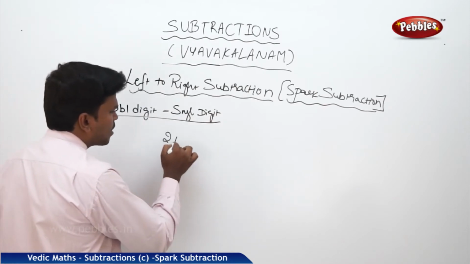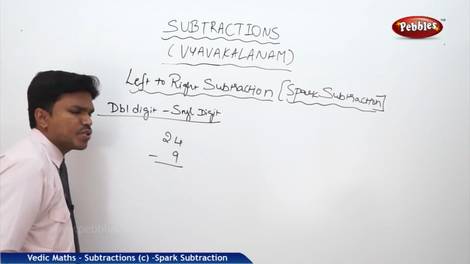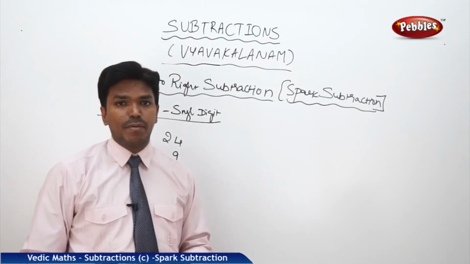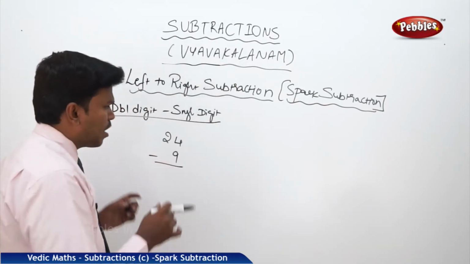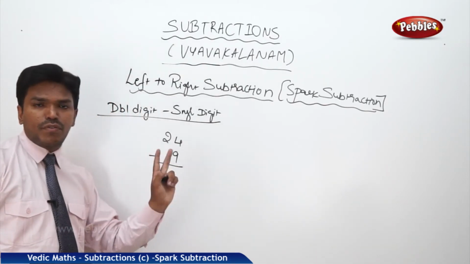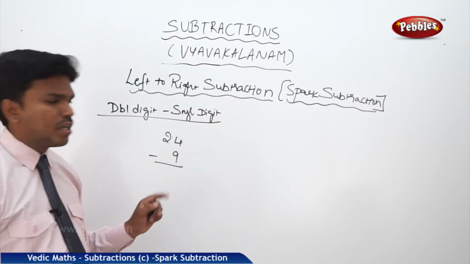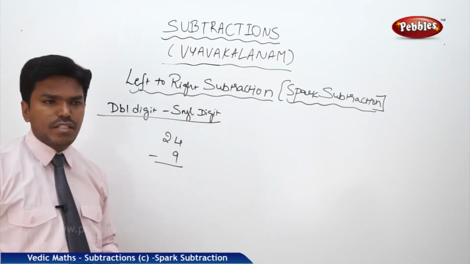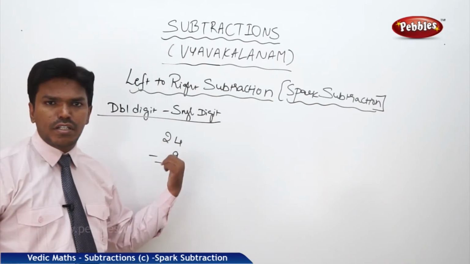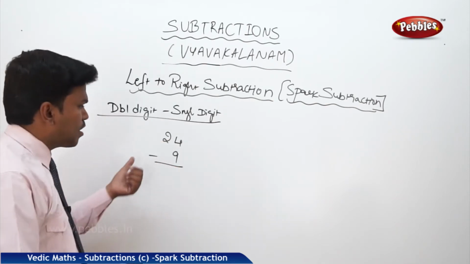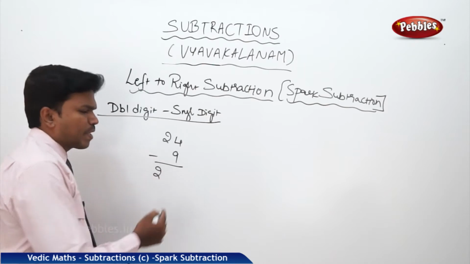Suppose I want to subtract 24 minus 9, which is a double digit minus a single digit. In the same way, we are going to start left to right, just like the Vinculum method. So 2, drop it as it is. Is there any number below 2? Is there any digit? No, there is nothing. So just drop it as it is, 2.